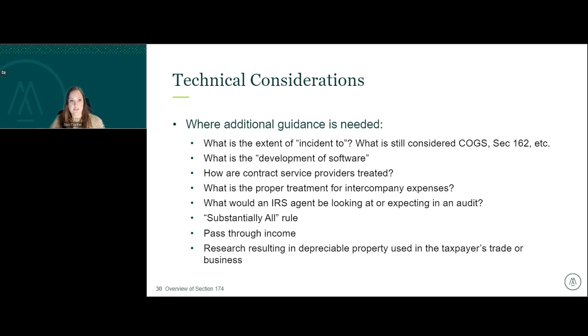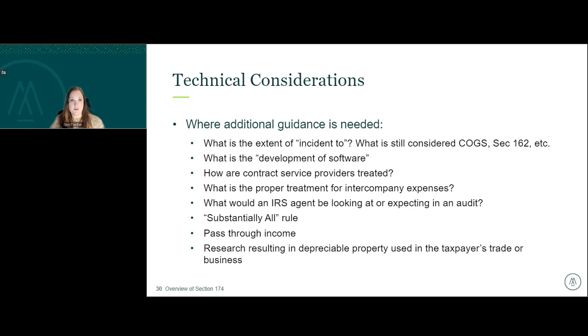Here's the running list of the biggest issues that we've seen where we need additional guidance or we are developing positions, helping clients with positions because it's just unknown. One big one, what is the extent of this incident to, and what could be still considered cost of goods sold or general business expenses, etc., or under another code section.